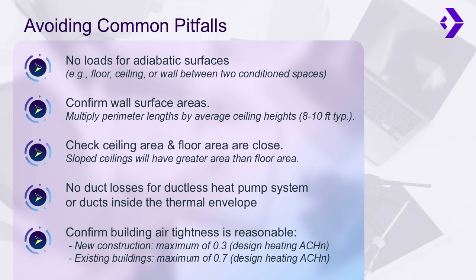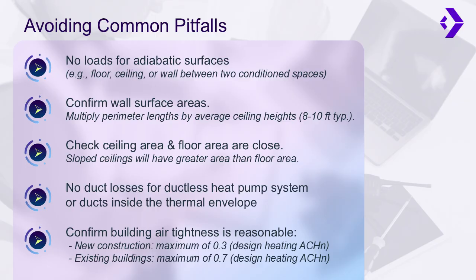In addition, here are some quick checks to be aware of. First, ensure there are no loads included for adiabatic surfaces, such as floors, ceilings, or walls between two conditioned spaces. These surfaces don't contribute to the load and should not be factored into the calculation. Double check that the wall surface areas are accurate by multiplying the perimeter lengths by the average ceiling heights, which are typically between 8 to 10 feet. Also, verify that the ceiling area and floor area are consistent. Keep in mind that sloped ceilings will have a greater area than the floor area, so adjust accordingly.